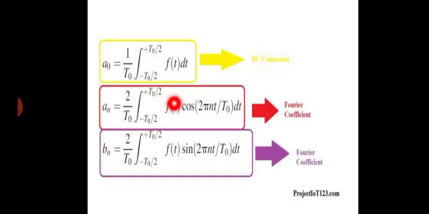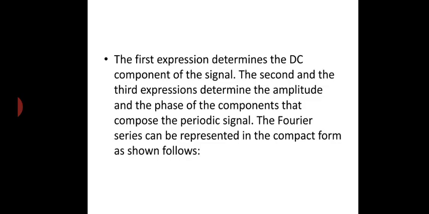So by using these equations we can determine the amplitude and phase of the signal. You can see the first expression determines the DC component of the signal. The second and third expressions determine the amplitude and phase of the components that compose the periodic signal. The Fourier series can be represented in a compact form as shown as follows.